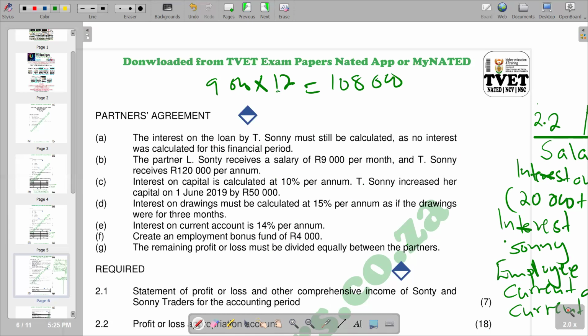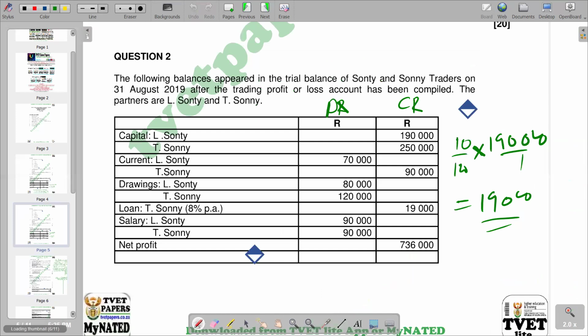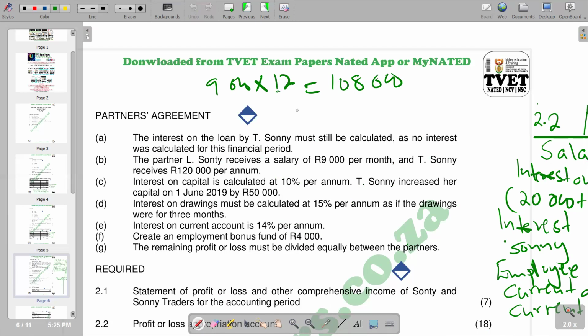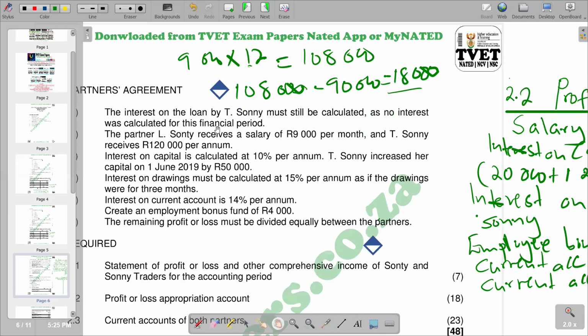Then we compare it with the salary that was paid for Sonty, which we get at the beginning of the question, where they're saying salary L Sonty 90,000 is the one that was paid. So we are going to calculate there: 108,000, which is what is supposed to be paid, then we subtract what was paid, 90,000. And we get 18,000, which is not yet paid. So the proportion that is not yet paid is 18,000. The one that is supposed to go to the credit side of the current account.